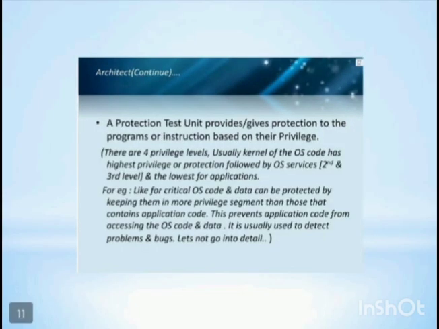These flags give the status of the current result. A protection test unit gives protection to the program or instruction based on their privilege. There are 4 privilege levels. Usually, the kernel of the OS code has the highest privilege or protection, followed by OS services at the second and third levels, and the lowest for applications. For example, critical OS code and data can be protected by keeping them in a more privileged segment than those that contain application code. This prevents application code from accessing the OS code and data. It is usually used to detect problems and bugs. Let's not go into detail.